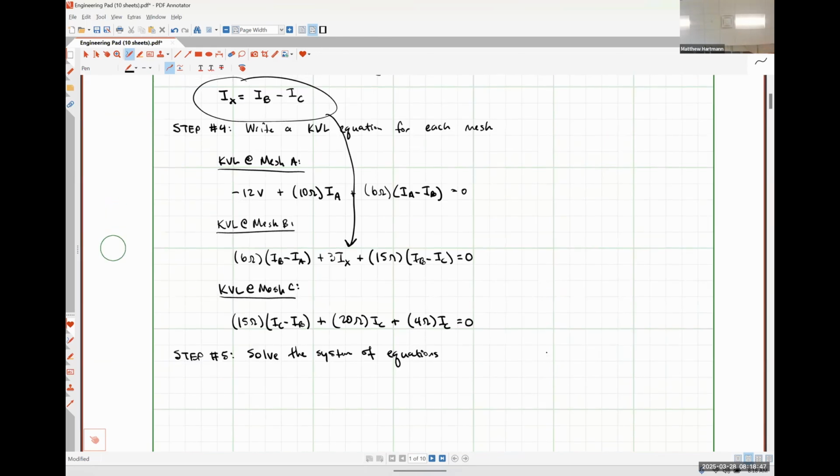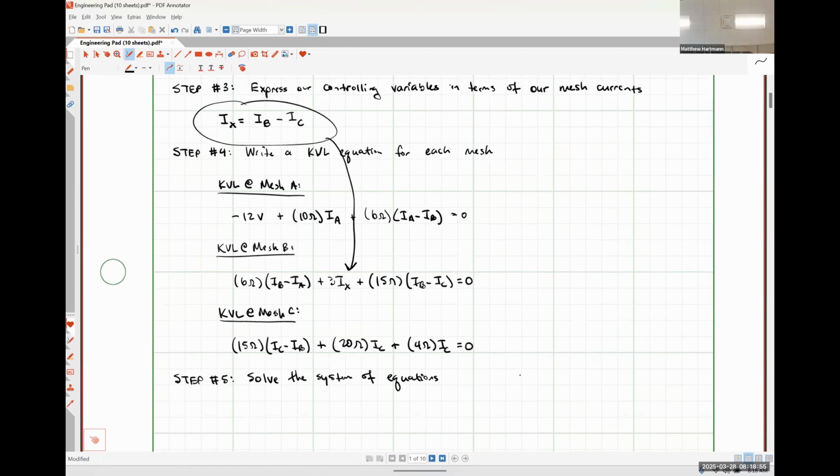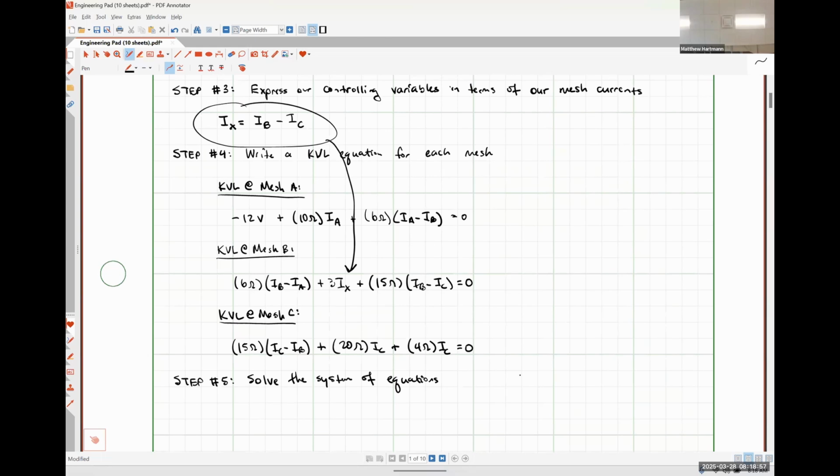So I'm going to throw this into my calculator as a 3 equation, 3 unknown system. In my first equation, my coefficient for IA is 10 plus 6. My coefficient for IB is negative 6. My coefficient for IC is 0. And my constant term is positive 12 once I move that over to the other side of the equal sign.